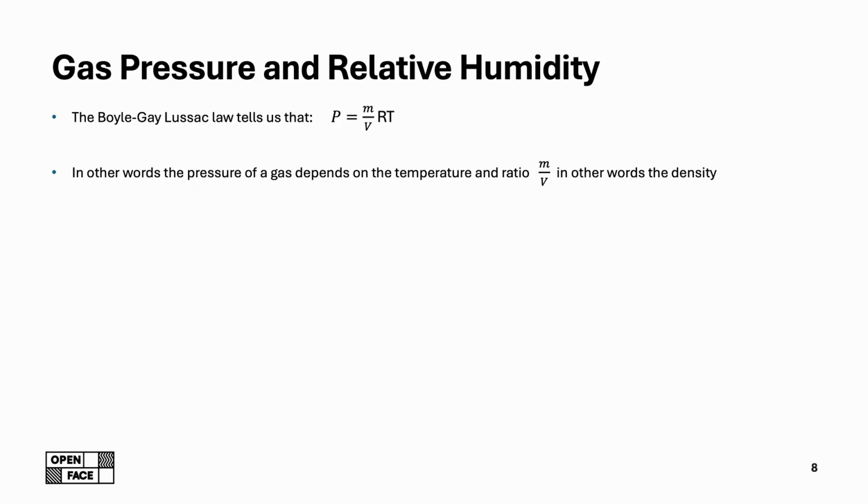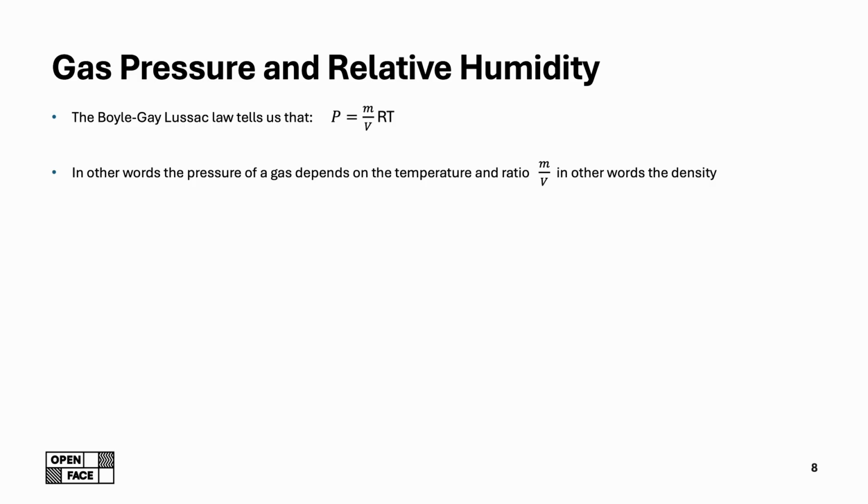The pressure of a gas in a volume depends on 4 parameters. One is the famous R, which is the constant of gases, so it's a constant. T is the temperature, as we saw before. And then we have M over V. M is the mass of moisture, while V is the volume. M over V is the density.